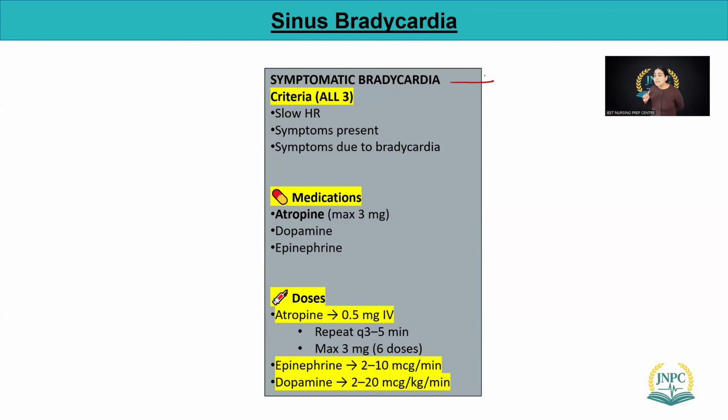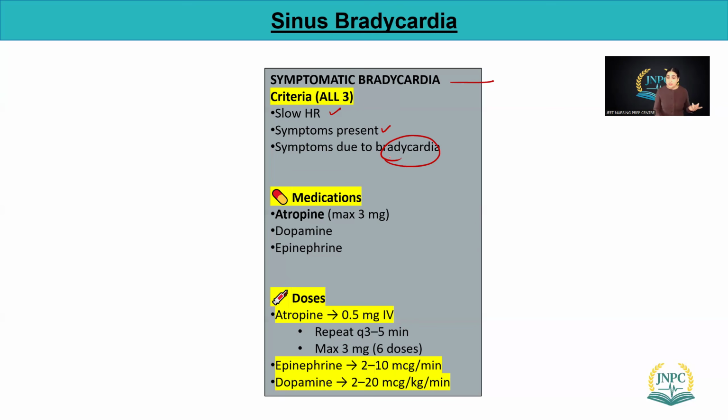But if the client is symptomatic, so symptomatic includes what? First of all, heart rate is down, symptoms are present, and symptoms are due to bradycardia. Sometimes it's due to some other issue too. Sometimes if it is a hypothyroidism issue, they feel dizzy because of that. But if those symptoms are due to bradycardia, we need to give the treatment. Okay, the patient may feel lightheaded, dizzy, may fall, may feel hypotensive, shortness of breath, unresponsive, maybe they're pale, they're cool, altered mental status, syncope. So we must treat them because bradycardia causes a lot of signs and symptoms. We need to treat them.